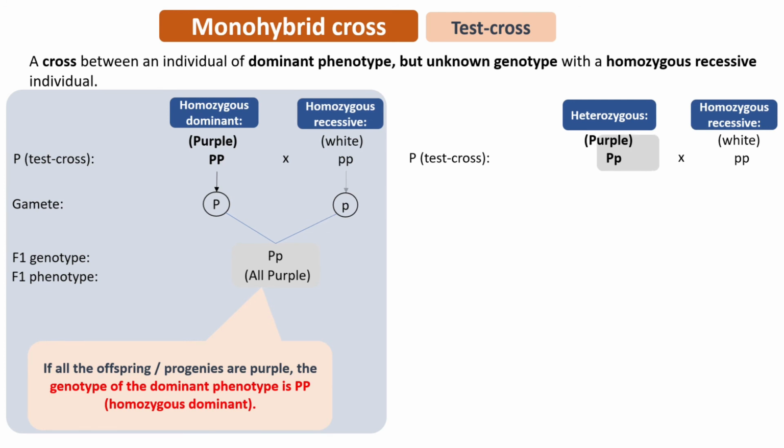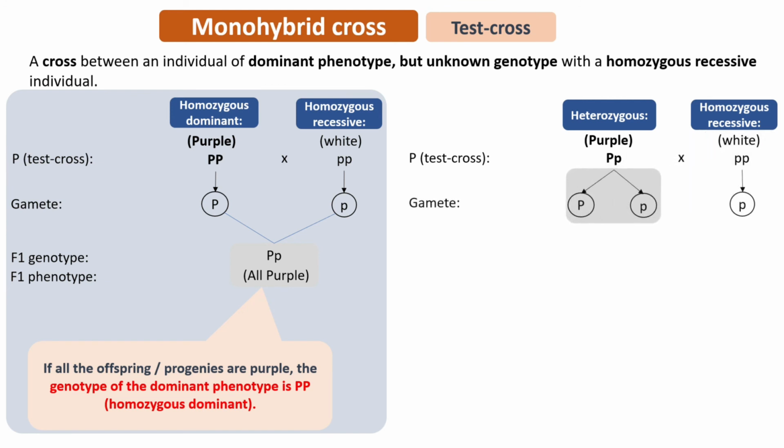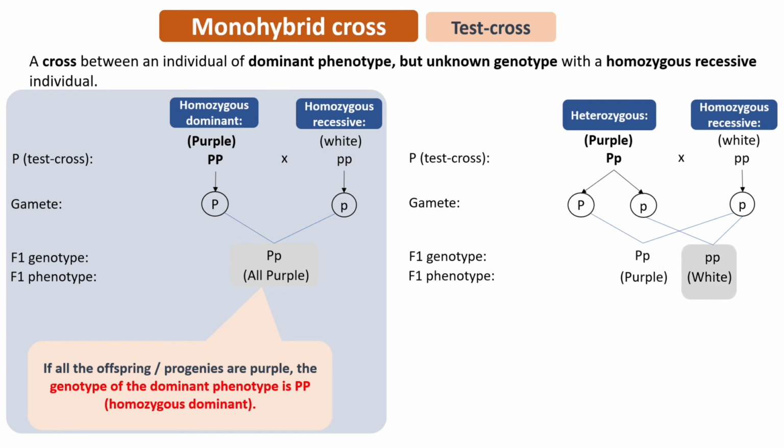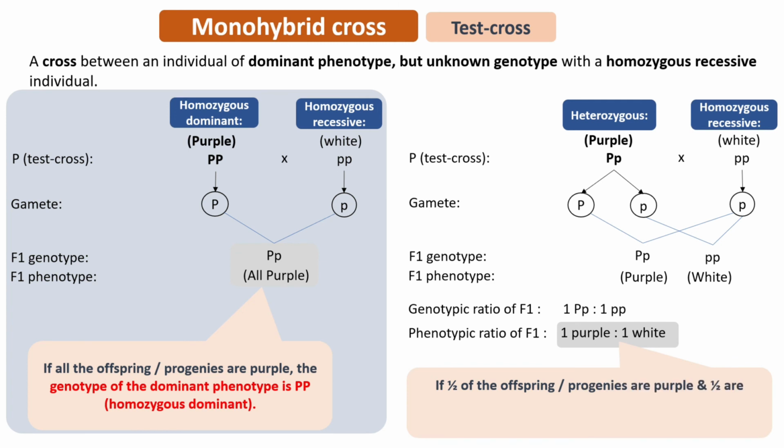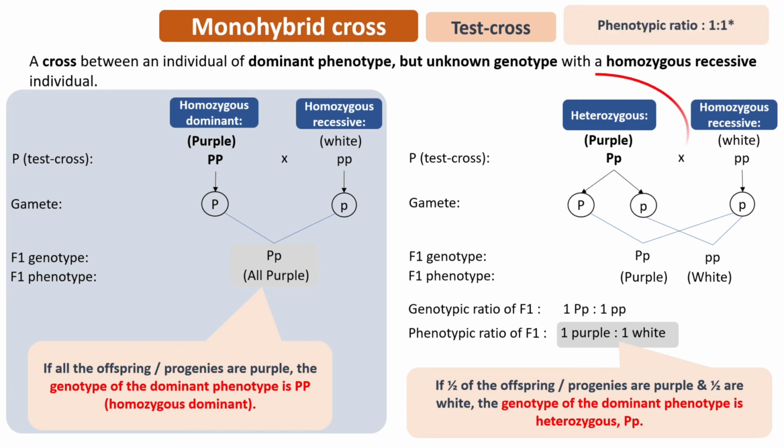Now, let's make a test cross between heterozygous purple and homozygous recessive white. This crossing will produce two types of offspring, which are heterozygous purple and homozygous recessive white. The genotypic ratio of the first generation is 1 heterozygous to 1 homozygous recessive. Meanwhile, the phenotypic ratio of the first generation is 1 purple to 1 white. It means that if half of the offspring or progeny are purple and half are white, the genotype of the dominant phenotype is heterozygous. This is similar to Mendel's expected phenotypic ratio for the monohybrid test cross, which is 1 to 1, if the dominant phenotype is heterozygous.